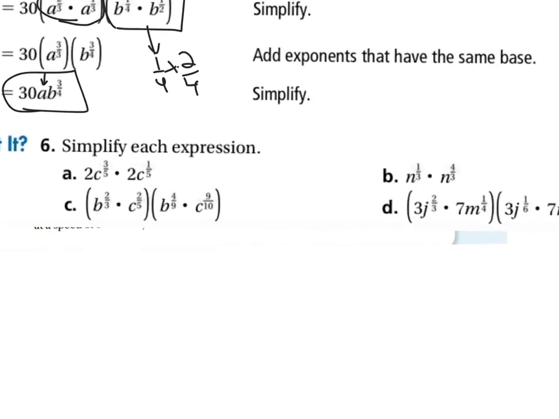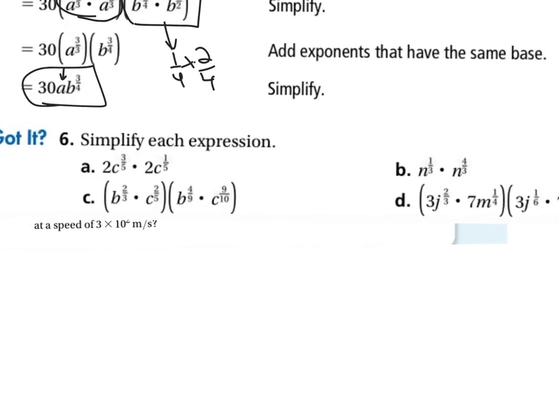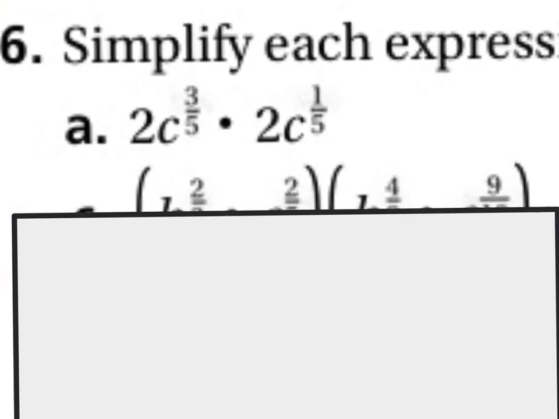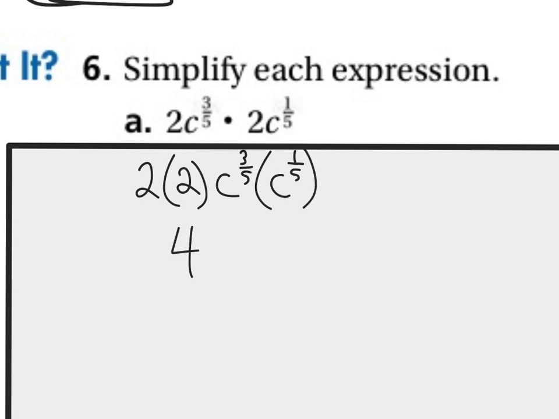So if you look at the got it part A, similar idea here. So the numbers here we can pull out in front. The c's we can keep next to each other. 2 times 2 is 4. With the c's, we're multiplying, so we're going to add these exponents together. So 3/5 plus 1/5 is 4/5. So this would be our final answer for part A.